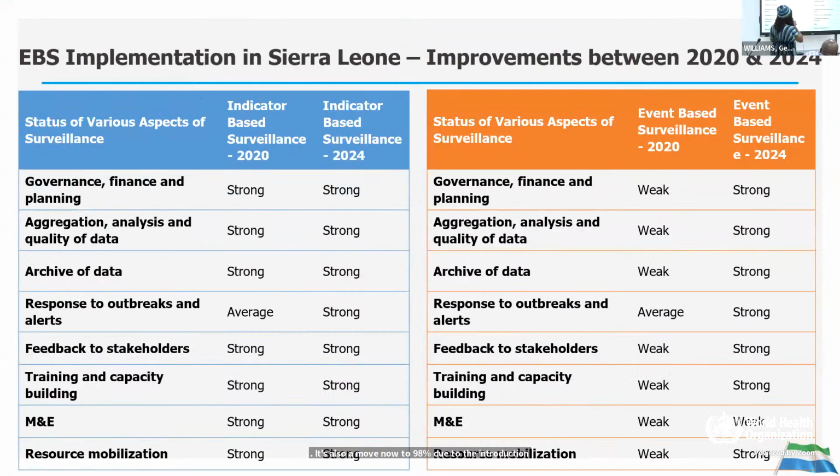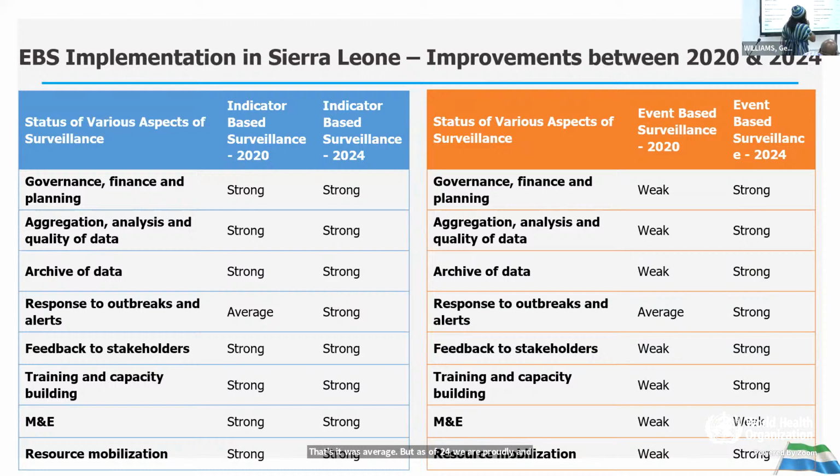And this is the implementation between indicator-based surveillance and event-based surveillance from 2020 to 2024. As for the indicators in the indicator-based surveillance from 2020, all is strong except for the response and outbreak alerts. It was average, but as of 2024, we are proudly and boastfully saying it's strong in Sierra Leone.